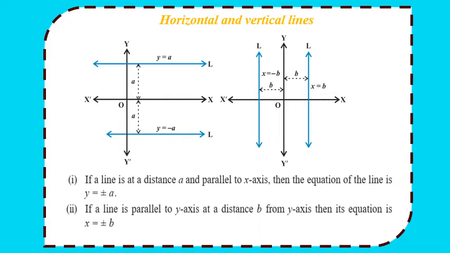And as in the second figure, if it is parallel to y-axis, as x equals b or x equals minus b, then we take x equals constant. Same as y, if it is on the positive x-axis we take x equals plus b, and if it is on the minus x-axis we take x equals minus b. So we have two forms, parallel to x-axis and parallel to y-axis. Clear? So pause and note down this point.